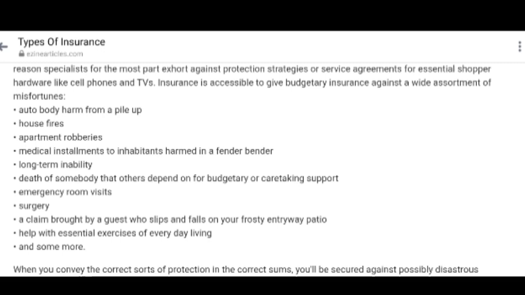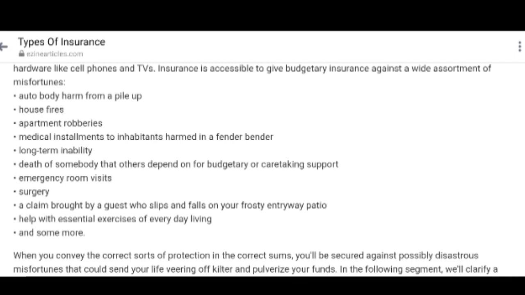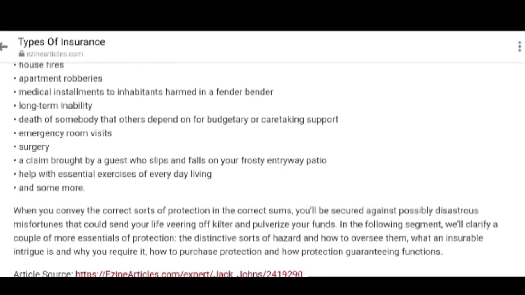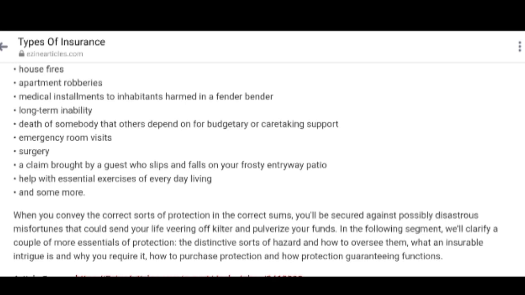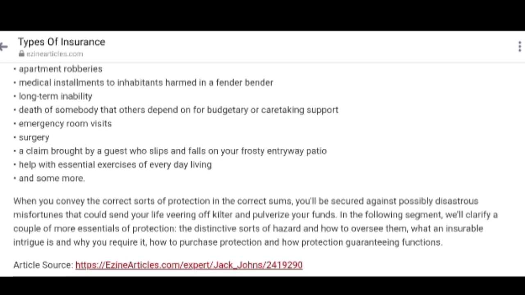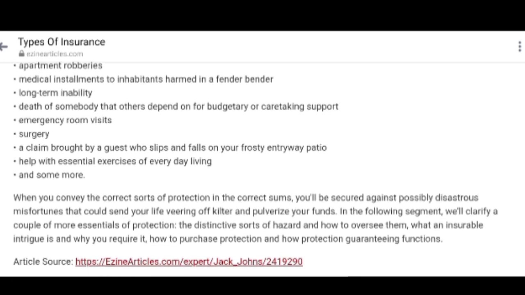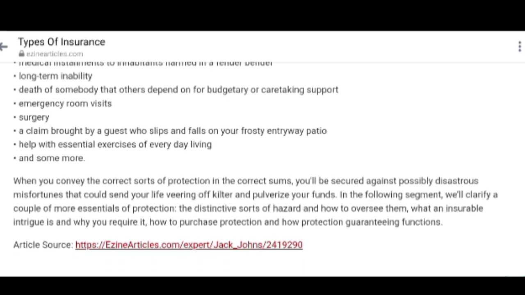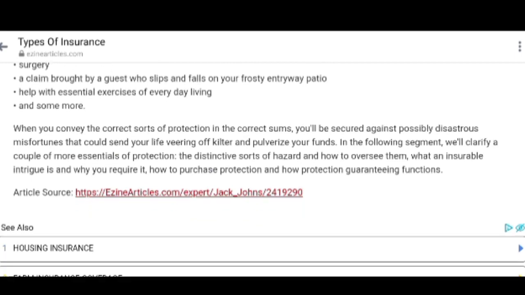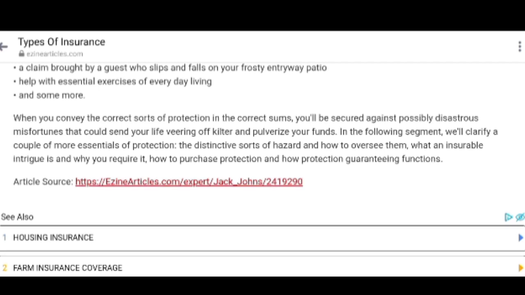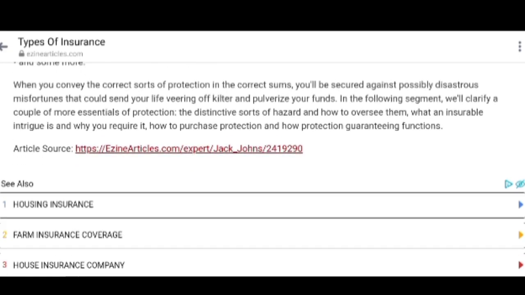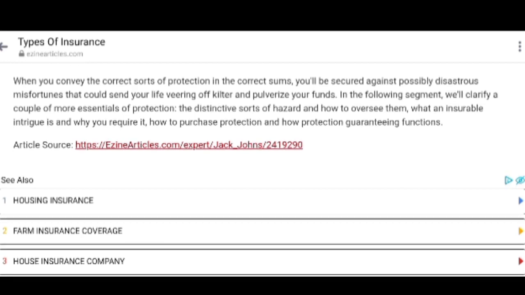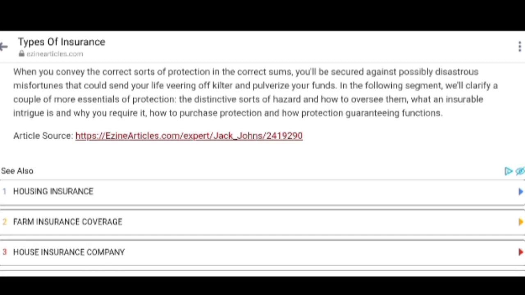Insurance is available against a wide assortment of losses: auto body damage, house fires, apartment robberies, medical payments, liability, the death of somebody, emergency room visits, surgery, a claim brought against you, and help with essential activities of daily living, and many more. When you carry the right sources of protection in the right amounts, you will be secured against the potentially disastrous losses that could send your life out of kilter and destroy your finances.